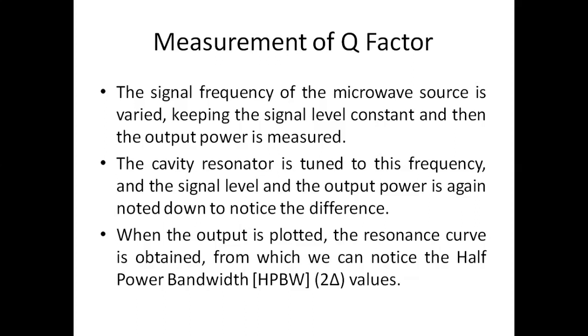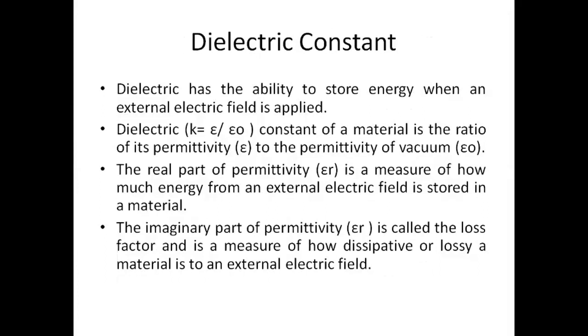First, we note down the output power and the signal level without the usage of the cavity resonator. In the second step, we use the cavity resonator and note the signal level and the output power. Then the output power is plotted, and using the resonant curve, we can notice the half power bandwidth, that is the 2 delta value. This is how we will measure the Q factor for our microwave system.